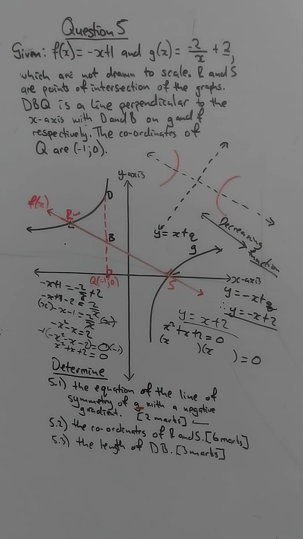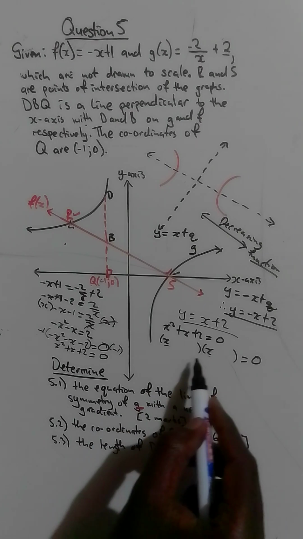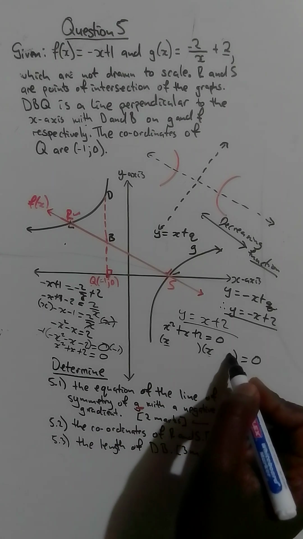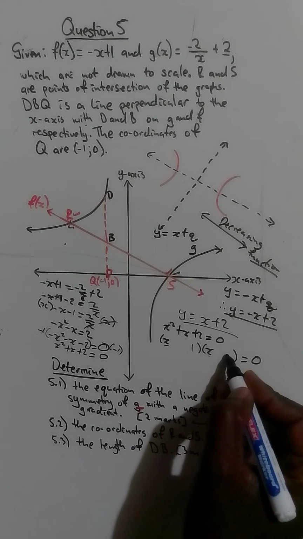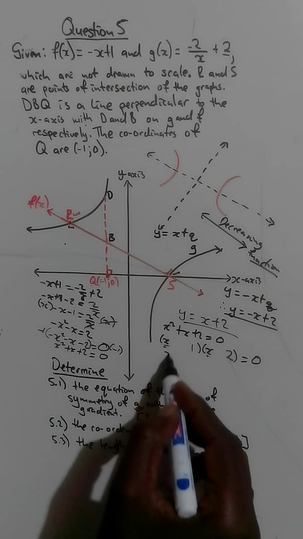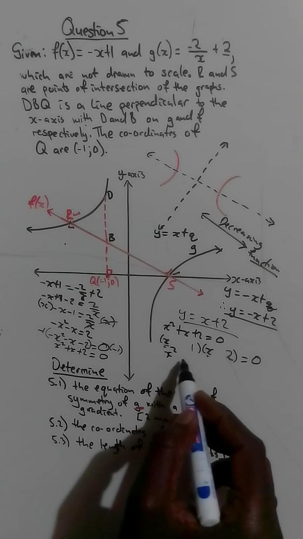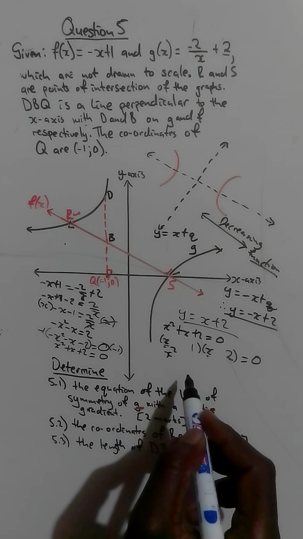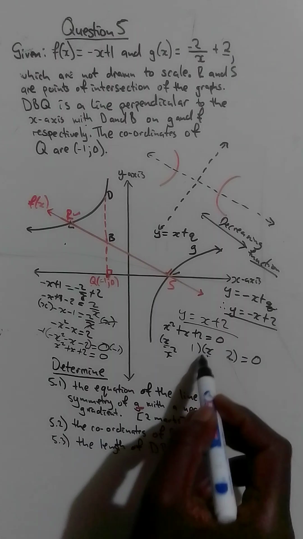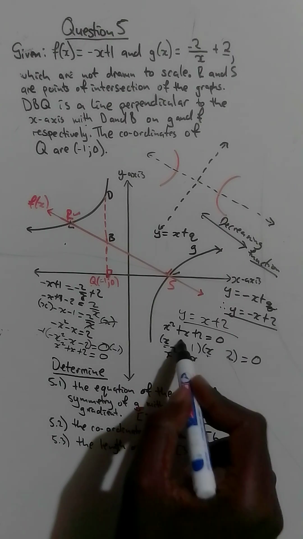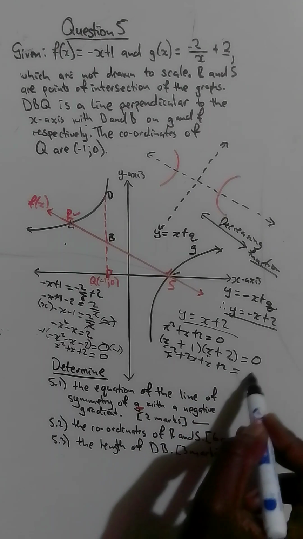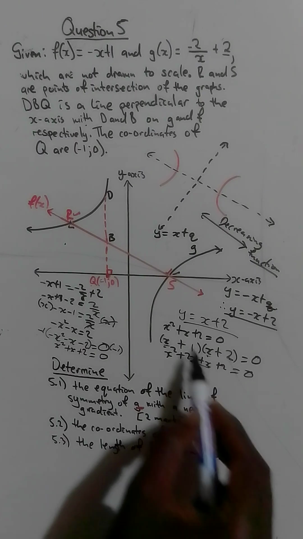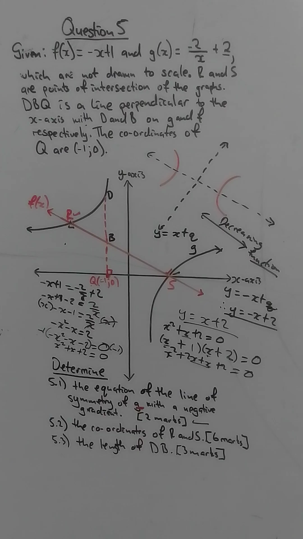Didn't I make a mistake? Because if I say x times x, that's x squared. Then x times 2 gives positive 2x, then this is positive x, and that gives me positive 2, which is equal to 0. And this will give me 3x, but I don't have 3x here. So I must check where did I go wrong.